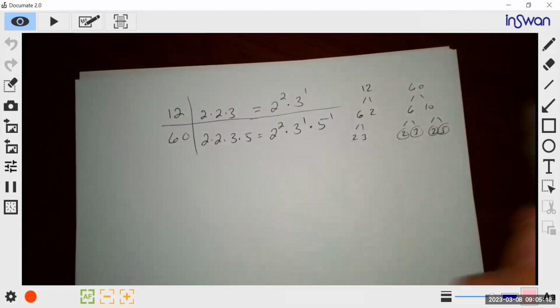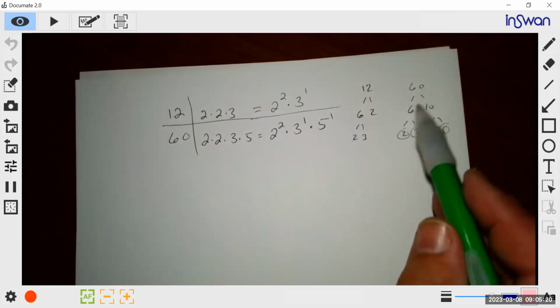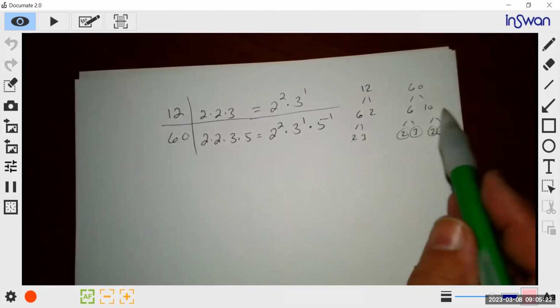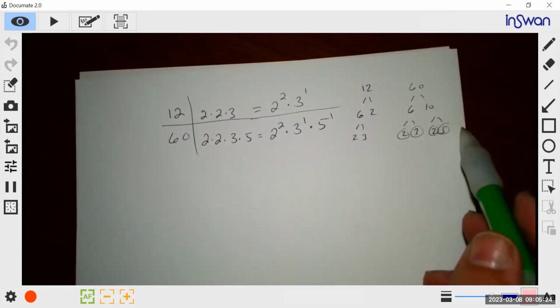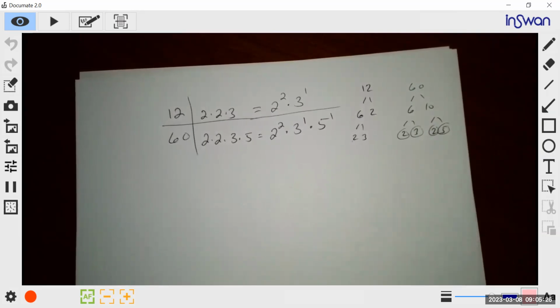You shouldn't have to look at the board, because you should be able to break down 60. 60 is 2 times 30, 30 is 15 times 2, 15 is 3 times 5. So you have to keep going. You should be able to do that yourself. Practice those.